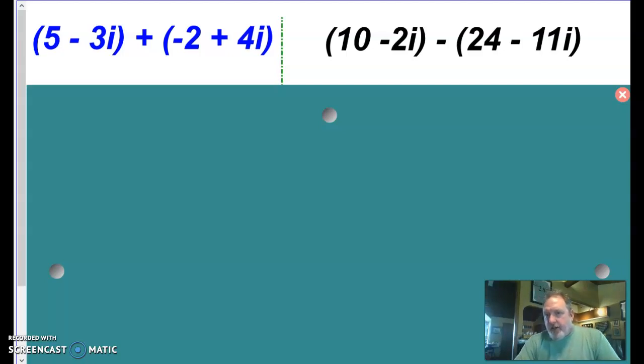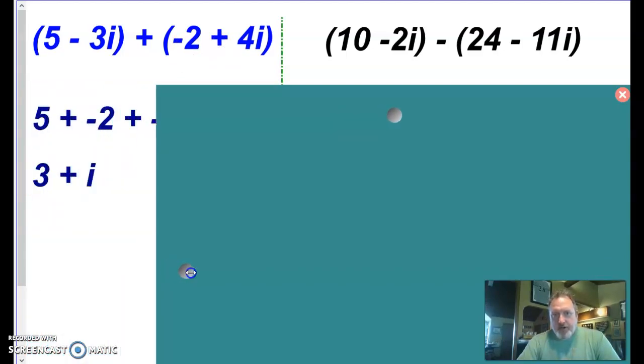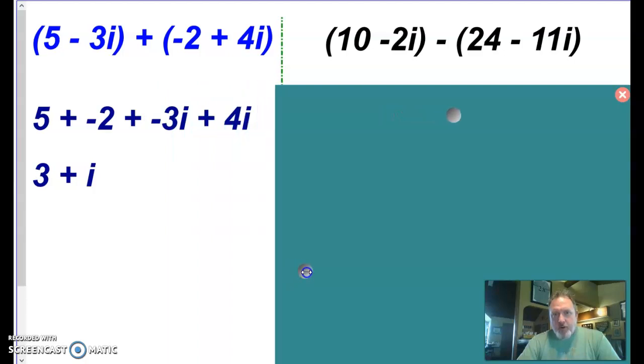Just like any other variable, we can add and subtract these. So I'll start on the left side here, and we'll combine our real numbers. So 5 plus negative 2 is going to be 3. And negative 3i plus 4i will be 1i. Now you don't have to reorganize these in order. I just did that so you can see we combined the real numbers and the imaginaries to get to our a plus bi form. So same idea here, 10 minus 24 and negative 2i minus negative 11i.